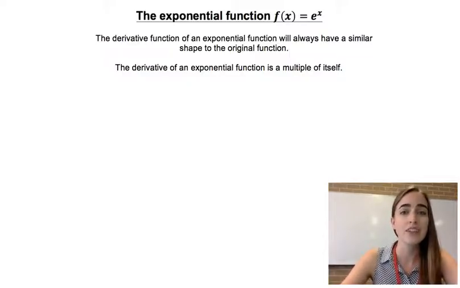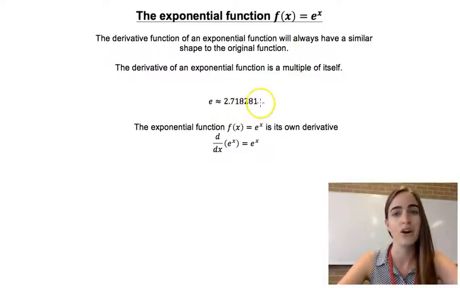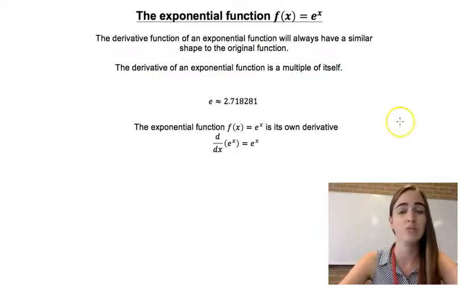The number is actually an irrational number, similar to pi, in that it goes on forever. It's called e, and it's an incredibly important number in mathematics. e is approximately equal to 2.718281, but it is irrational, which means that decimal will go on forever with no pattern. So the exponential function f of x equals e to the x is its own derivative. That means if we find the derivative of e to the power of x, our answer is just going to still be e to the power of x.